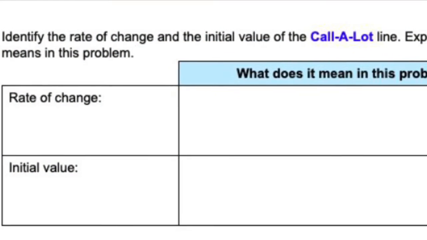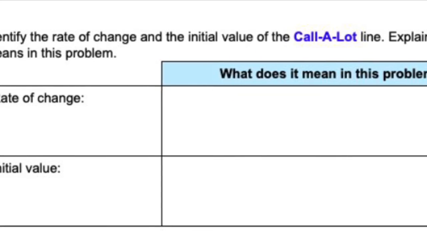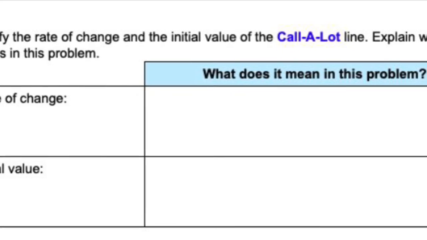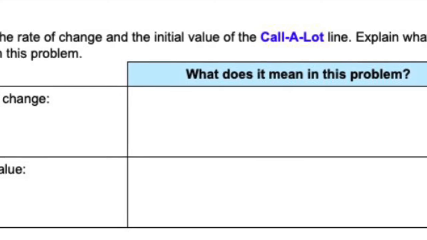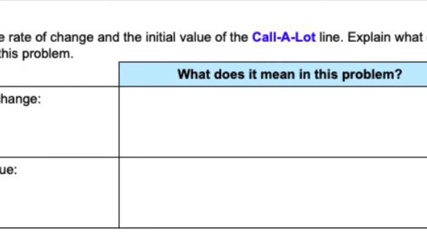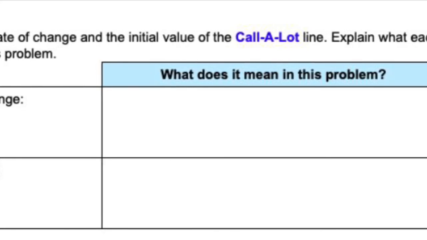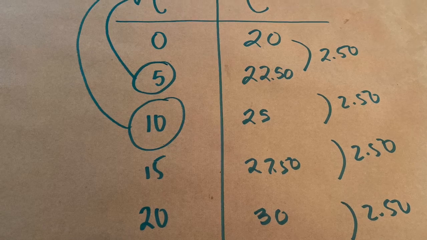Okay, just like in previous lessons, we need to look at Call-a-Lot and we need to explain what the rate of change and initial value mean. Not just put the numbers in, but actually explain what it means. So let's start first with the initial value. We know the initial value is what the table of values starts with. So that would mean that our initial value is going to be 20, because when you look at the table of values, it starts at 20.